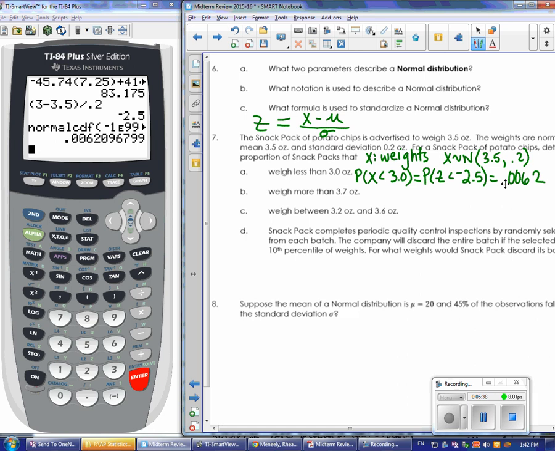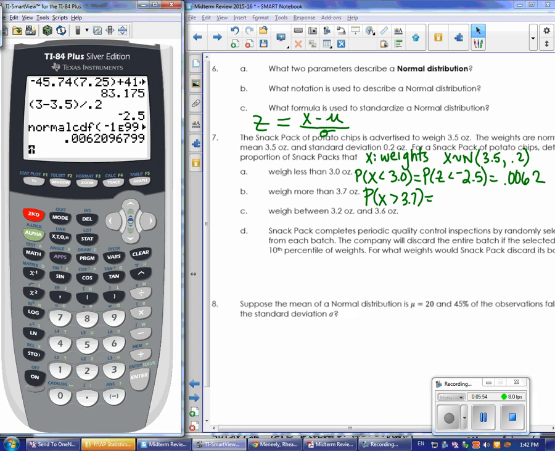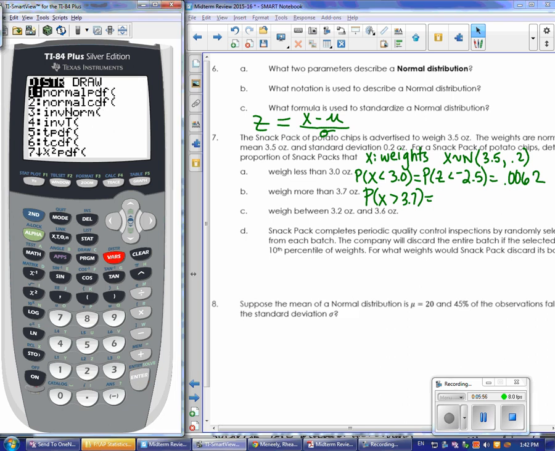Okay. If I'm doing a multiple choice question, I don't have to worry about standardizing it. I can just go straight to the probability. And obviously you don't really have to write anything down. This time we're looking at more than 3.7. Remember, a normal distribution is continuous, so I don't have to worry about whether or not there's an equal sign associated with the inequality. So if I go to my distributions, normal CDF, this time, since I'm looking at a greater than, 3.7 is going to be my lower bound.